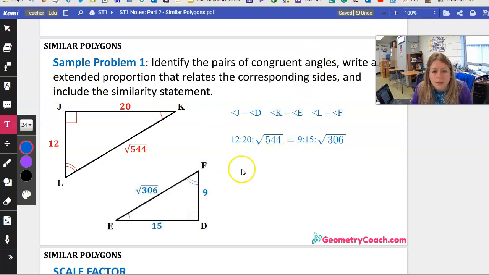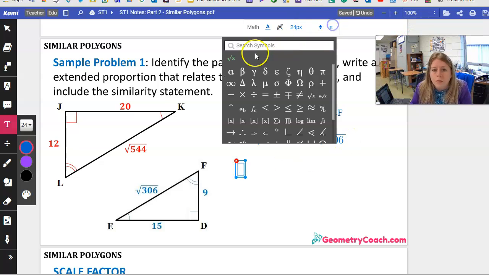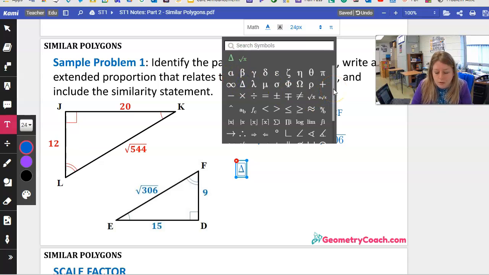And then include a similarity statement. So here you're going to draw a triangle, and you're going to say triangle JKL is similar, use that tilde, to triangle DEF. J goes with D, K goes with E, and L goes with F.